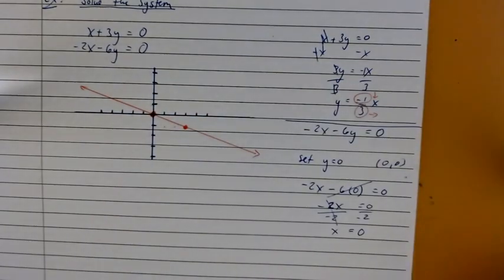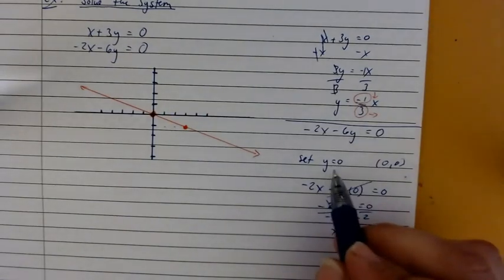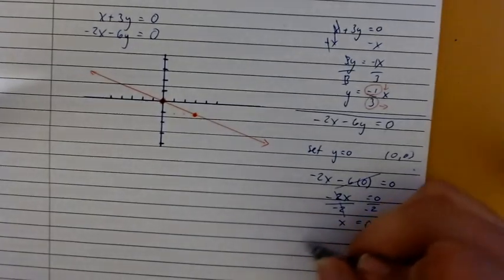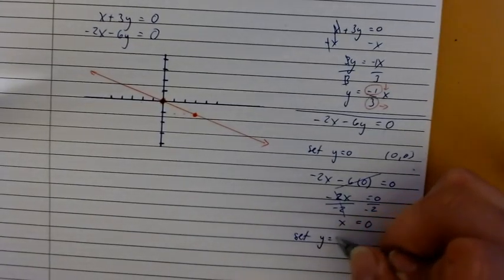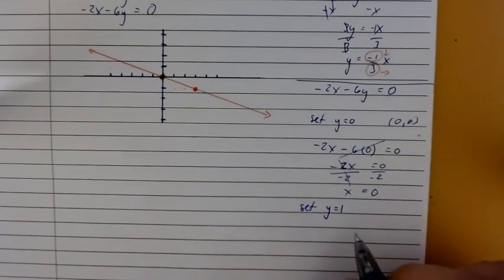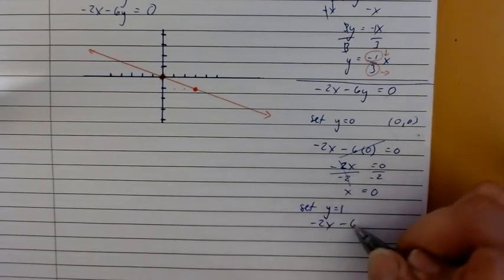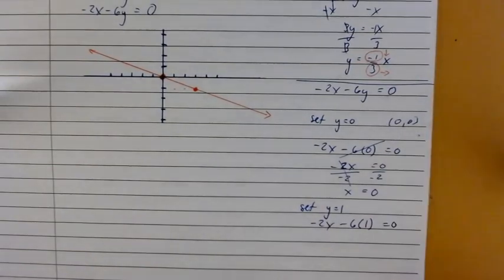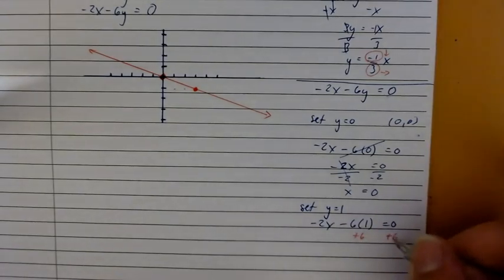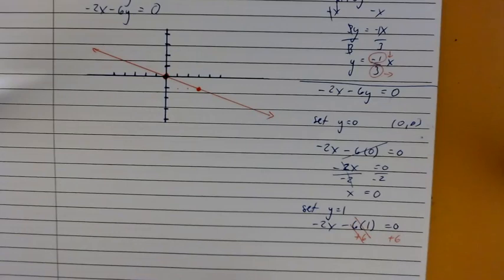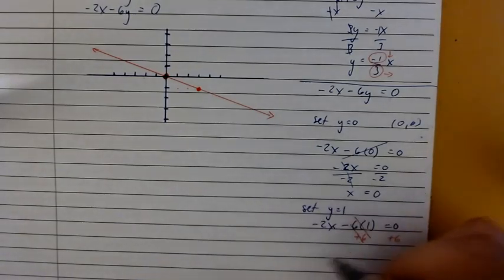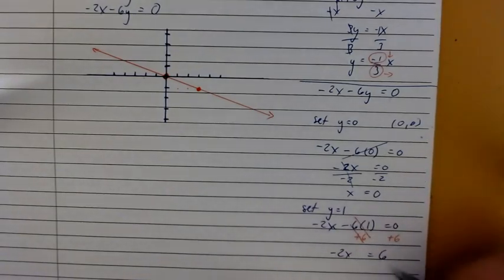Let me go ahead and find one more solution. Let me just use y is equal to 1. Let me set y equal to 1. Okay, well in that case, I have negative 2x minus 6 times 1 is equal to 0. Okay, so that's just the number negative 6. Negative 6 times 1 is negative 6. So I can go ahead and add 6 to both sides. Makes this go away. 6 minus 6 is 0. And that leaves me just negative 2x, which is equal to 6.